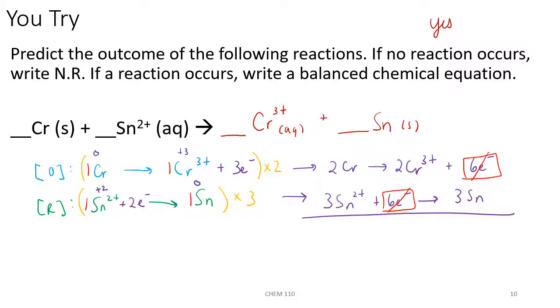Our overall balanced equation will be 2 Cr plus 3 Sn2+ going to 2 Cr3+ plus 3 Sn. Those are going to be our coefficients that we get to plug in. 2, 3, 2, 3 for our overall balanced redox reaction.